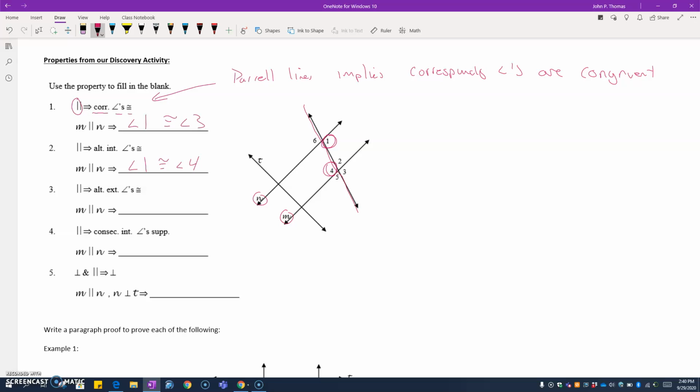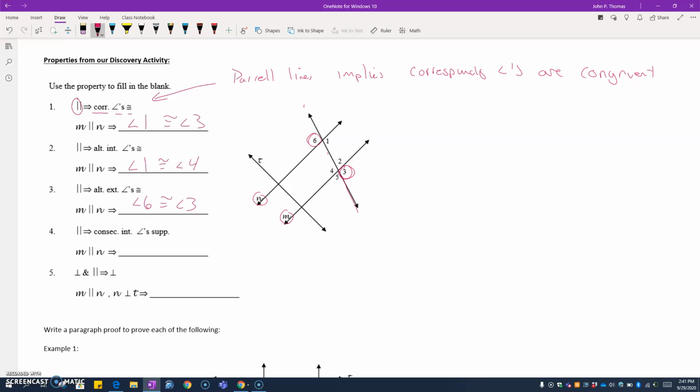All right, and the next one says alternate exterior angles are congruent, and it's still lines M and N. So alternate and exterior, so opposite sides on the exterior, so that's angle 6 is congruent to angle 3.